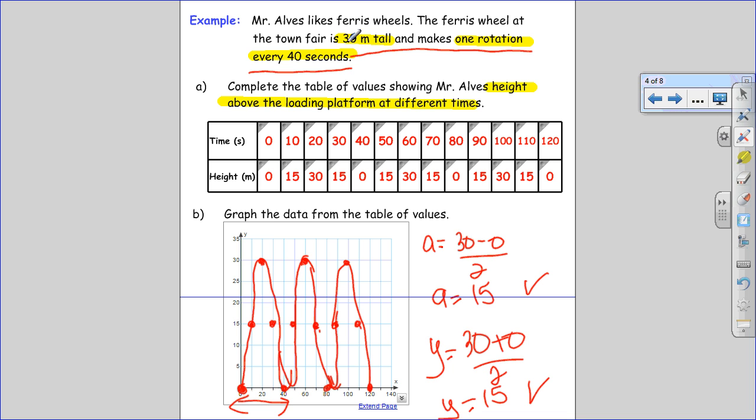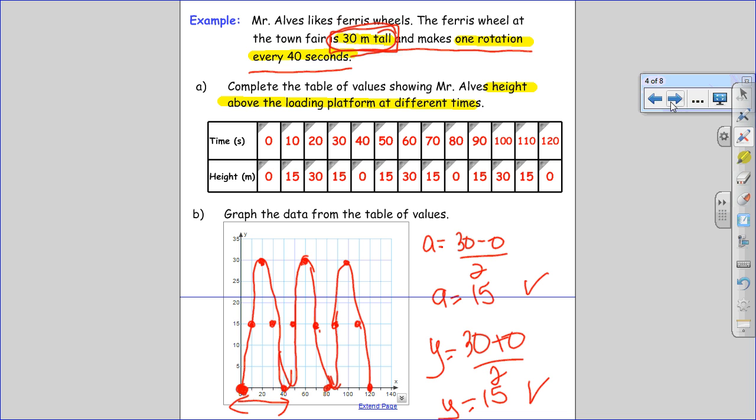Absolutely. It makes one rotation every 40 seconds. So that's telling us how long it takes for the Ferris wheel to make one complete turn. So the period is 40 seconds. The Ferris wheel is 30 meters tall. Well, that was my maximum, and I compared my height to the distance above the platform, so the minimum is 0. So my amplitude was pretty straightforward. It was going to be half of the diameter, because the Ferris wheel is 30 meters tall. It's representing the diameter, and the amplitude was just the radius. And it actually looks like the equation of the axes is also the radius.